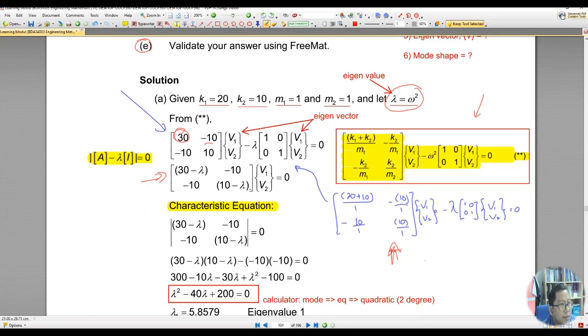And then you will get 30 minus lambda, where lambda is the eigenvalue. Lambda multiplied by 1 equals lambda, but this one equals 0. So 30 minus lambda and 10 minus lambda, this element and this element will be minus lambda. The rest is minus 0 actually. And this one is eigenvector 1 and eigenvector 2.